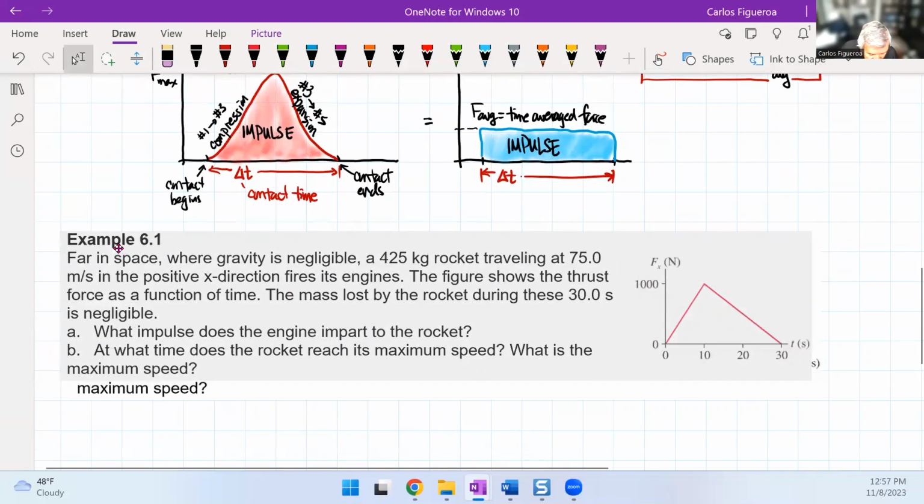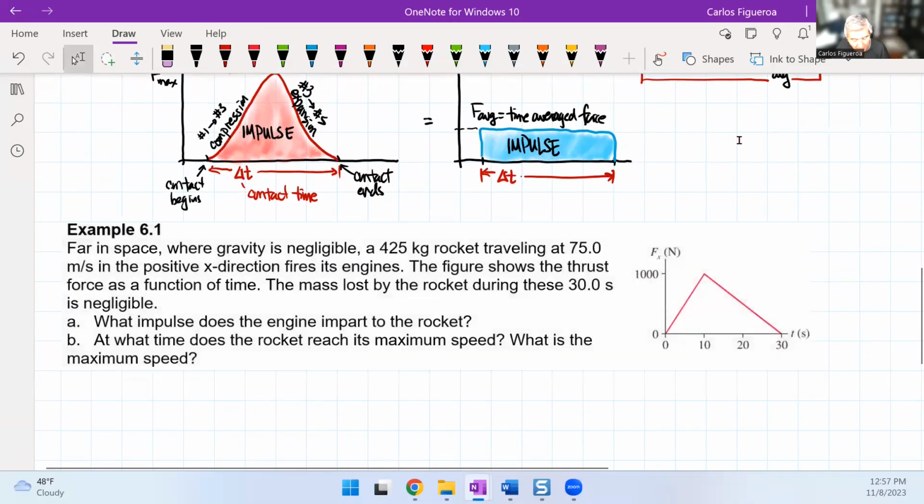So here's example 6.1. It reads something like this: far in space, where gravity is negligible, a 425 kilogram rocket traveling at 75 meters a second in the positive x direction fires its engines. The figure shows the thrust.